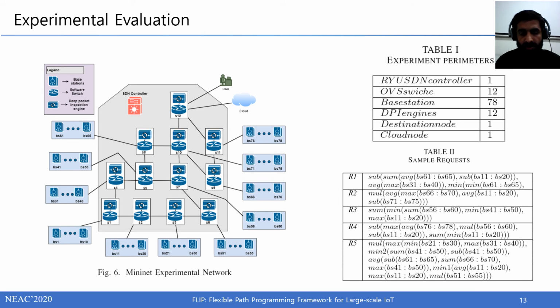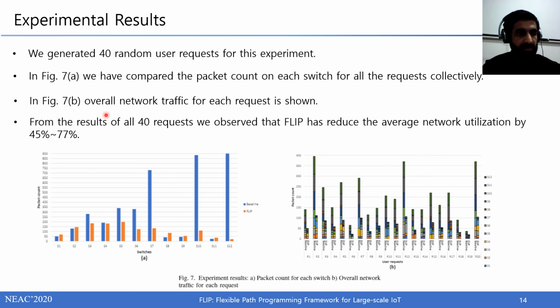So this is the experimental evaluation of Flip. We have used the simulation environment called Mininet, which is commonly used for SDN experiments. These are the experiment parameters that we have set, and this is a sample request subset that we have used, and this is the topology. These are the experimental results of Flip.